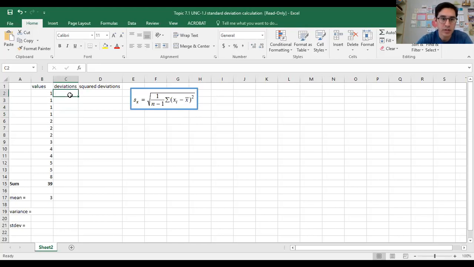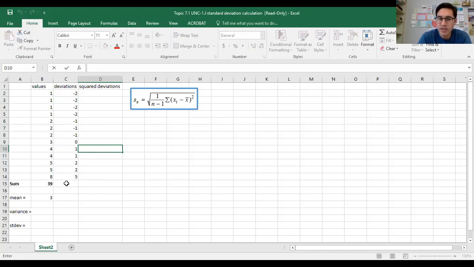So what I will do is I will just create a formula. So I want this cell minus 3. And then I will just copy that for the rest of the cells. Okay, so now I've essentially subtracted 3 from every value in the original data set.